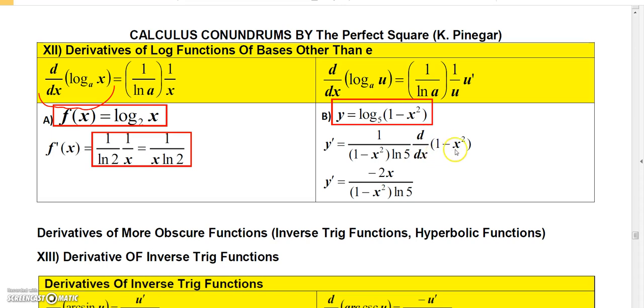And remember, the derivative of 1 minus x squared, that derivative would be minus 2x. So basically what you'd do is multiply this fraction, 1 over 1 minus x squared times natural log of 5, by minus 2x, and that would just give you minus 2x in the numerator. So you'd have minus 2x over 1 minus x squared times the natural log of 5. And so that would be your derivative of that function.